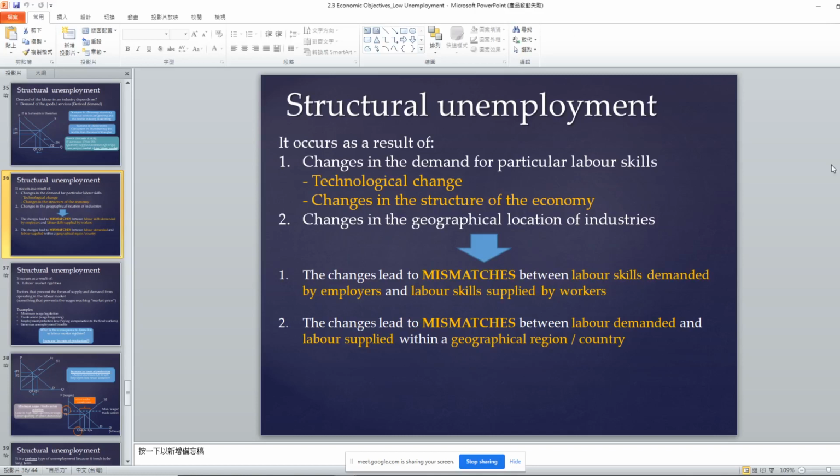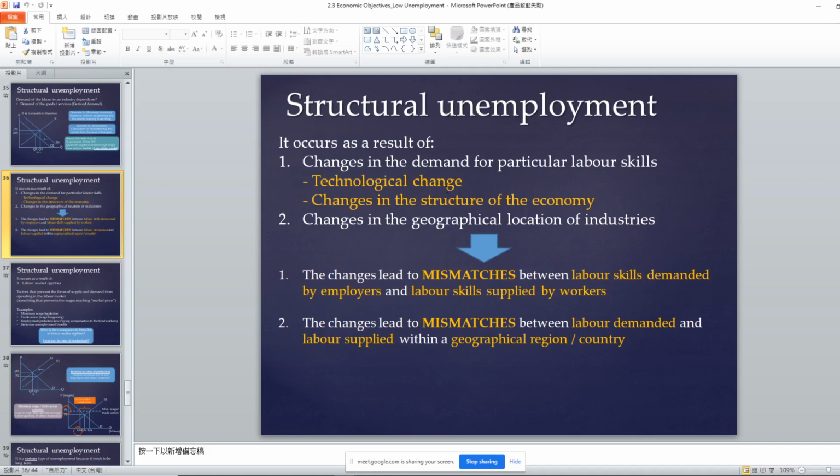Okay, right. So last week we have gone through basically all the natural unemployment, right? We have frictional, we have seasonal, and we have a more tricky one, and that is the one that you are looking at on the screen, right? The structural unemployment.